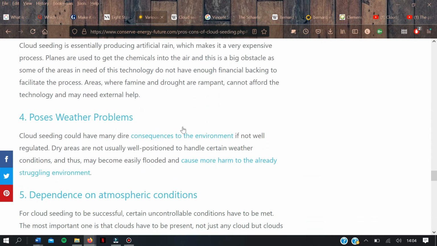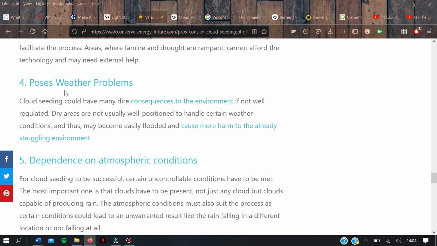But anyway, scrolling down, again, it highlights possible weather problems. Cloud seeding could have dire consequences to the environment if not well regulated. Dry areas are not usually well positioned to handle certain weather conditions, and thus may become easily flooded and cause more harm to the already struggling environment.